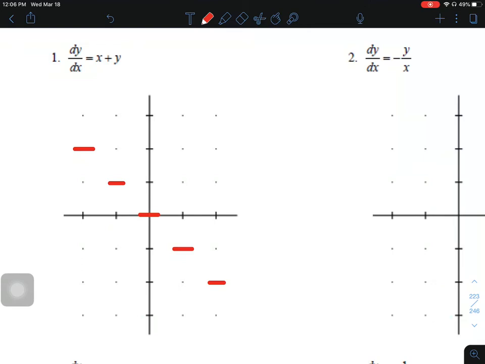Let's go right here. 0 plus 1 is 1. Negative 1 plus 2 is 1. Here, negative 2 plus 3 is 1. Here we have 1 and 0, which is 1. Here the ordered pair is 2, negative 1. Add those and you get 1.